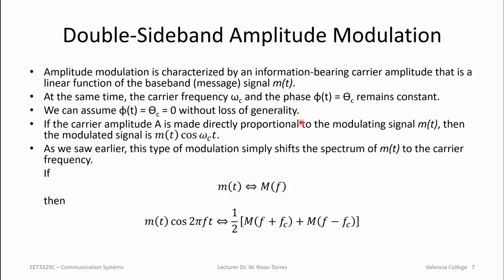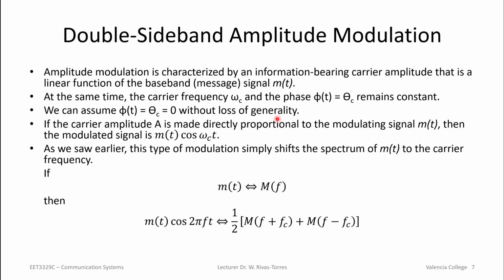Actually, in most cases and in most of the mathematical derivations that we're going to do for AM, we're going to assume that the phase is zero, and that's without any loss of generality, right? It's a constant. We're not going to change the phase, so might as well assume it's zero.